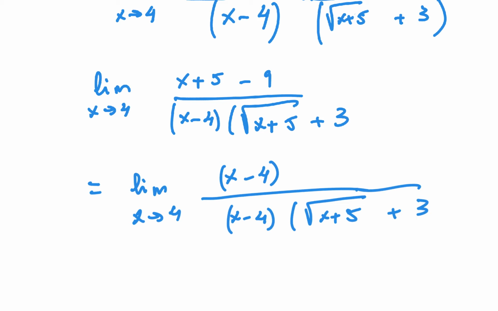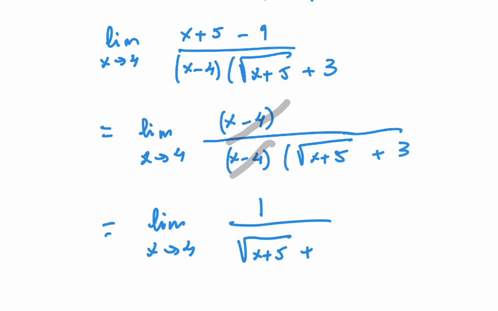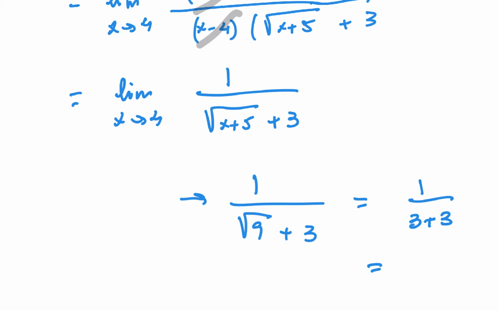Now there will be a cancellation here, x minus 4 divided by x minus 4, and this will be the limit when x approaches 4 of 1 divided by the square root of x plus 5 plus 3. And when x approaches 4, this approaches 1 divided by the square root of 9 plus 3, or 1 divided by 3 plus 3, or 1 divided by 6. So this is the limit, 1/6.